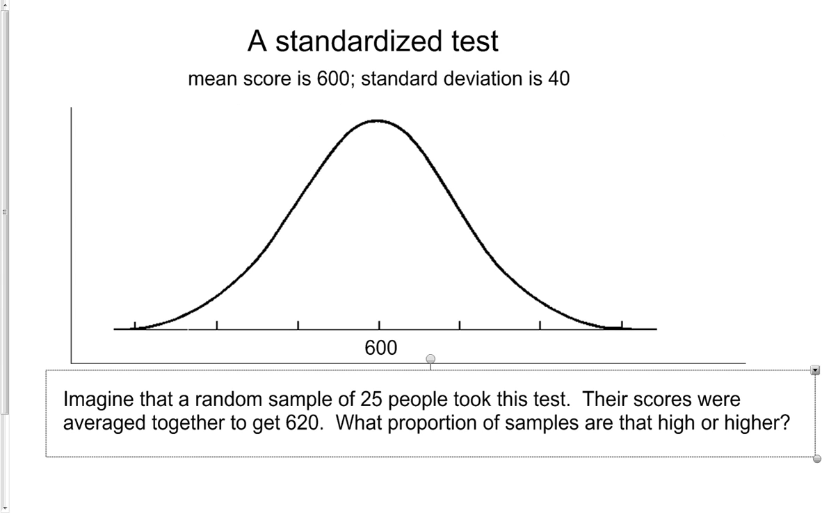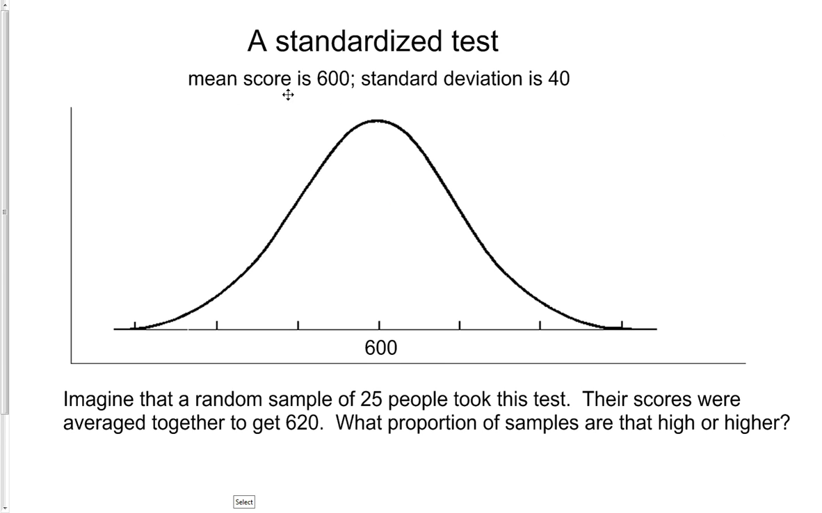Let's hop in. We have a standardized test here. The mean score is 600 and the standard deviation is 40. But remember, we said that was the original standard deviation. Now we want to change that. So we're going to take 40 and divide it by the square root of whatever the sample size is in the upcoming problem.